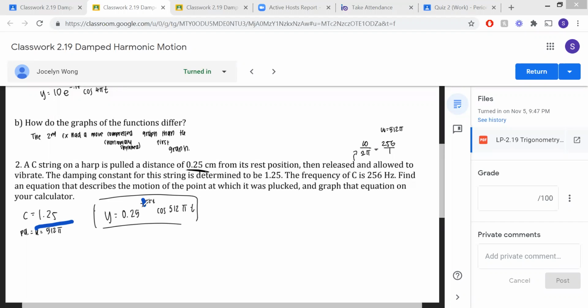Anyone see it? Oh, the E is missing. Yeah, the exponential. Okay, yeah. So that should be e to negative 1.25 t. But yeah, this is correct. And the initial amplitude 0.25 is good.